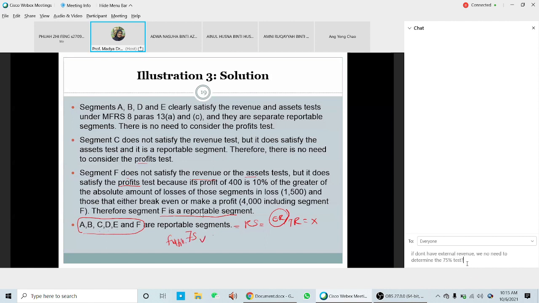Okay. So is it okay with that one? Okay, about these illustrations. Is it okay? Any questions that you have here?